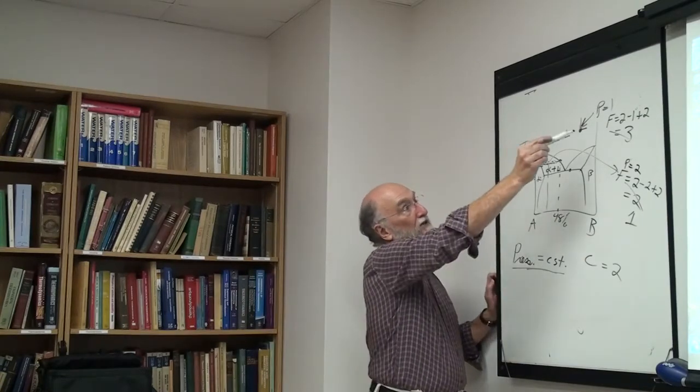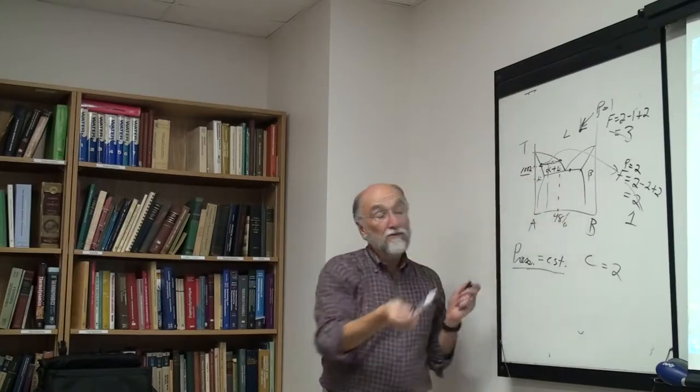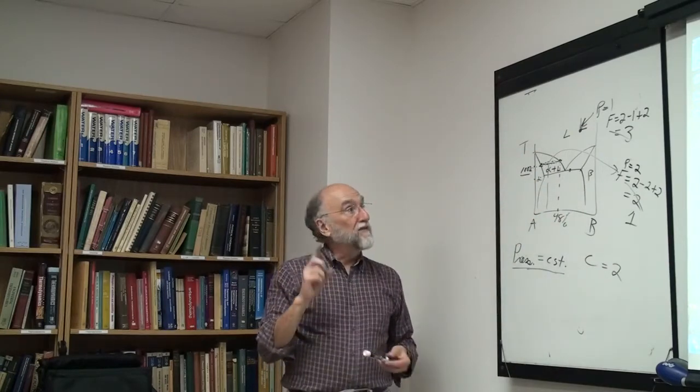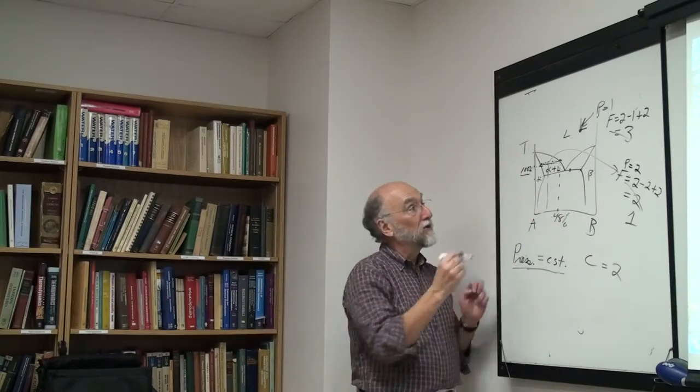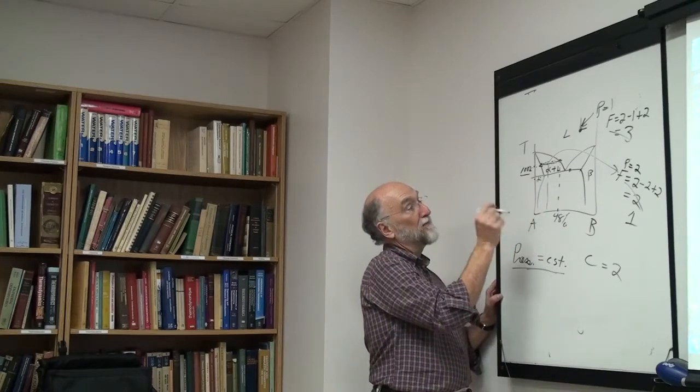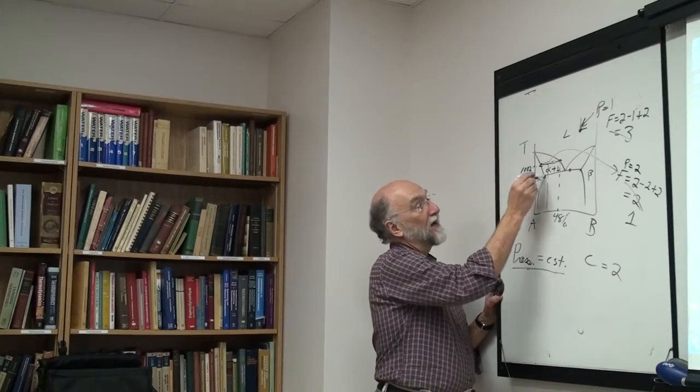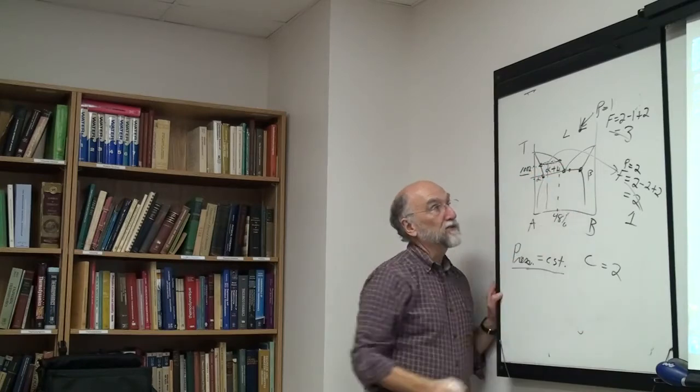Now I have 3 phases in equilibrium, so the number of degrees of freedom drops to 0. That means if I want to have 3 phases in equilibrium, I have no choice. I must be at the eutectic temperature. The alpha, liquid, and beta phases must have those compositions. No variables are free to choose.